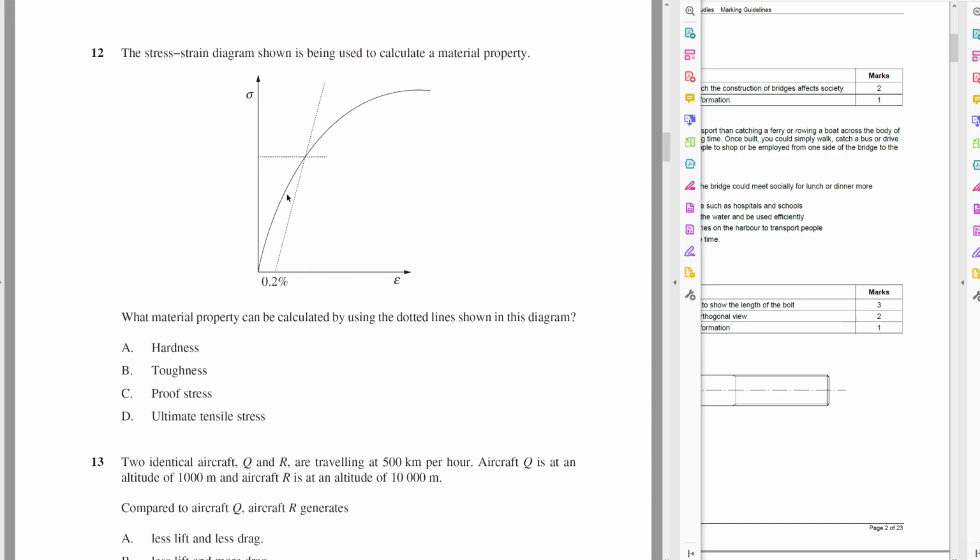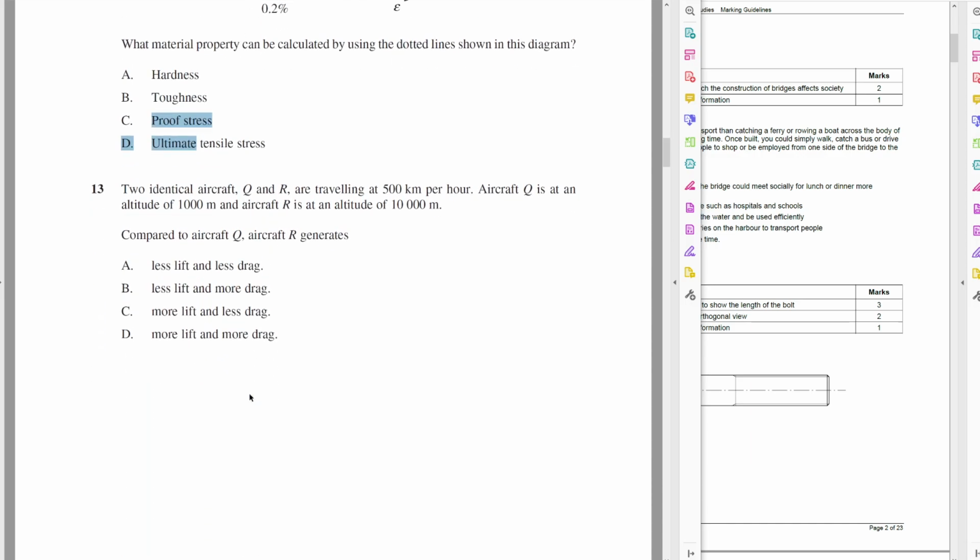Okay, so straight away I can see that this is going to be a proof stress question, and so we've got a metal that is under progressive yield, and we're finding the proof stress. Boom, C, 12. Okay, 2 identical aircraft traveling at this speed.